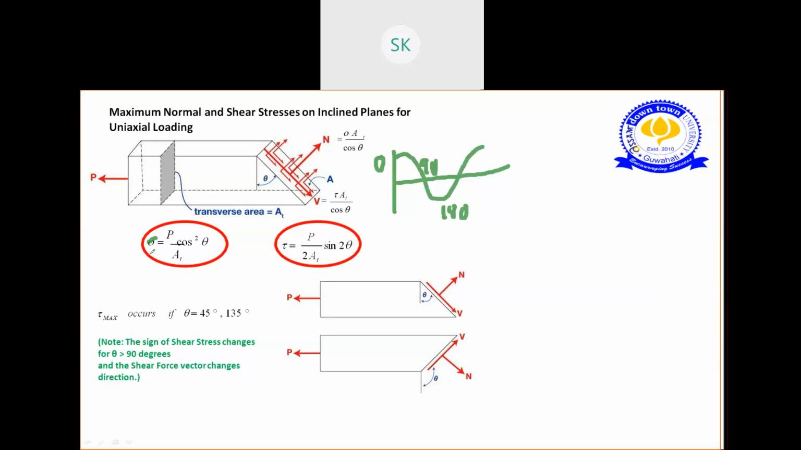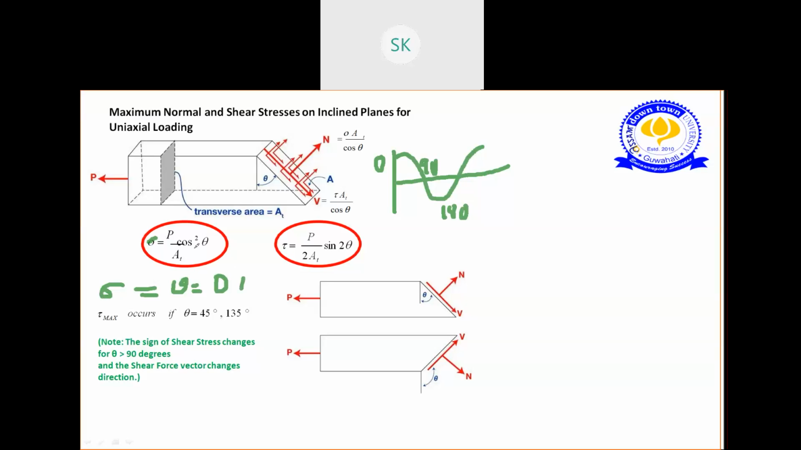So your sigma will be maximum at which angle? When your theta will be 0 degree. See, the curve is maximum at 0 degree. Again at 90 degree it falls. Again at 180 degree it becomes maximum. So when your theta is 0 degree, you will get maximum sigma, or at 180 degree.